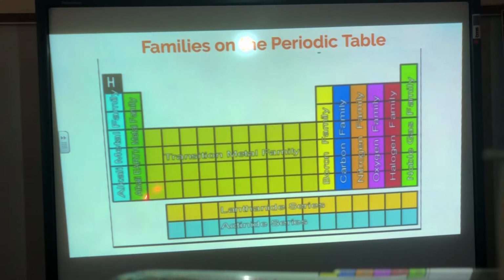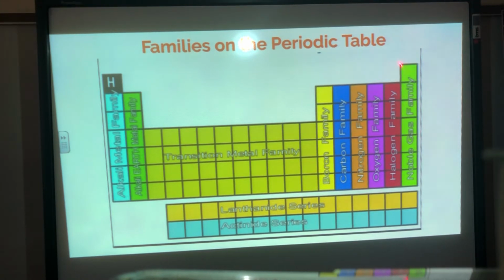Then you've got the alkaline earth metals right here, the earth metal family. You've got the transition metal family right here. Then you've got the boron family. Guess what is right there? Boron. Right, you've got the carbon family, and guess what's on top? Carbon. The nitrogen family, yes, you guessed it, right there is nitrogen. Oxygen family, oxygen. Halogen family, right there.